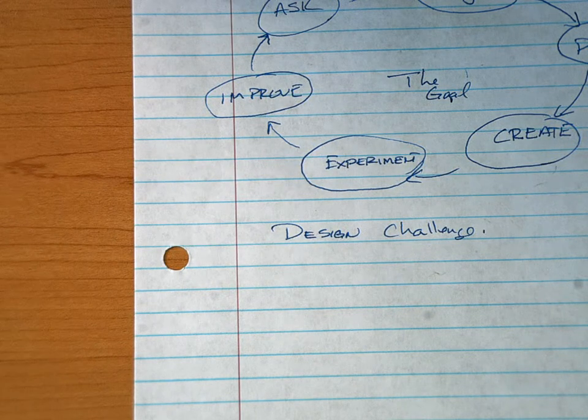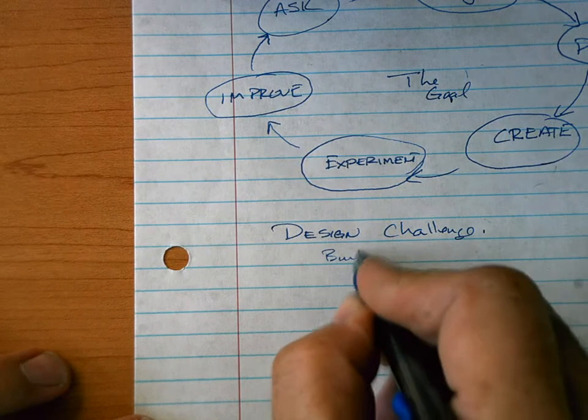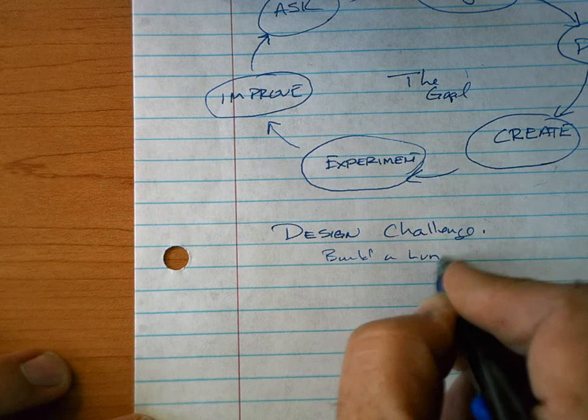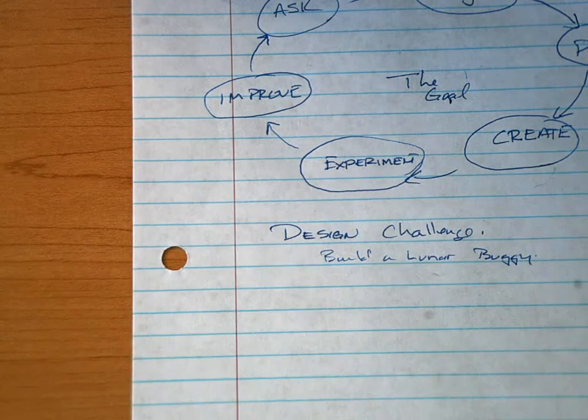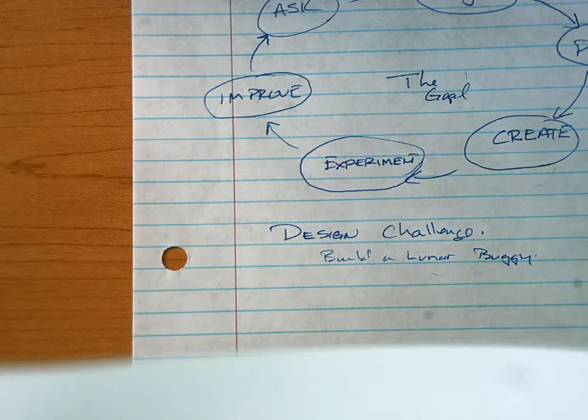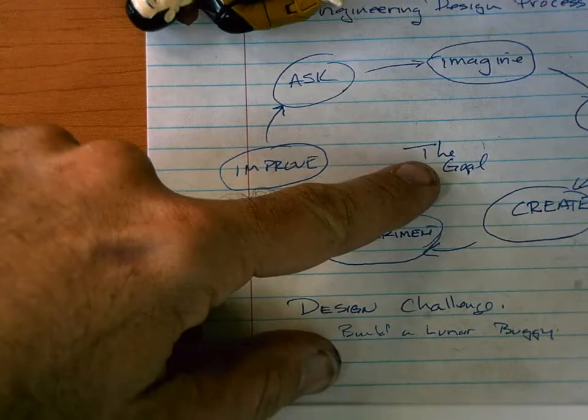So now, here we go. In detail, the design challenge. Build a lunar buggy. Now, you don't have to write out all these design challenges. Okay, we're going to have them here. But here we go. So here's the goal. This is what you're going to have to build.